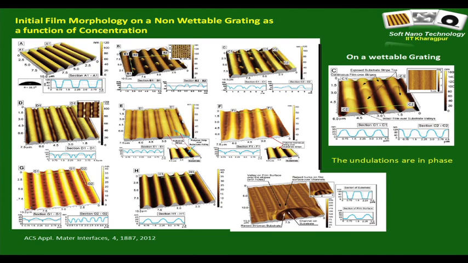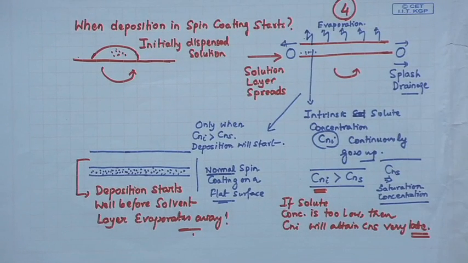More interestingly, what we were discussing is how you get to these discontinuous films during spin coating itself. And what we realized is that in spin coating, deposition of the solute does not start instantaneously as soon as you start the rotation. In fact, the deposition of the solute only starts when your intrinsic concentration matches the saturation concentration. Under regular circumstances, when you get a continuous film, this deposition starts well before the solvent fully evaporates away, or in other words, the solution film is adequately thick.